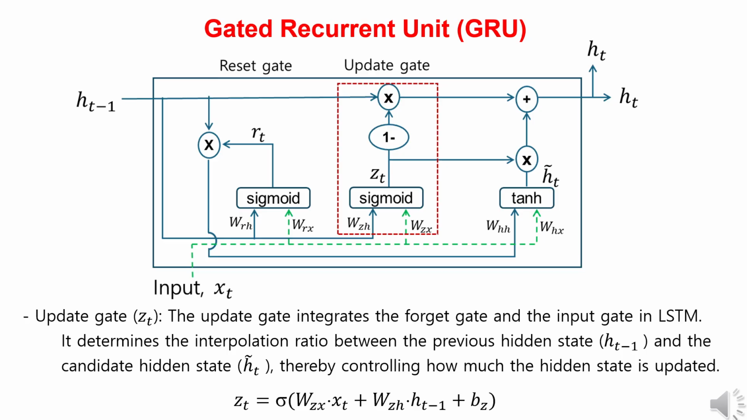Next, let's talk about the update gate. The update gate basically combines the roles of the forget gate and the input gate in LSTM into a single mechanism. In other words, it determines the interpolation ratio between the previous hidden state and the candidate hidden state, thereby controlling how much the hidden state is updated. If you look at the equation, we take the current input and the previous hidden state, apply their respective weights, add them together, and then pass the result through a sigmoid function.